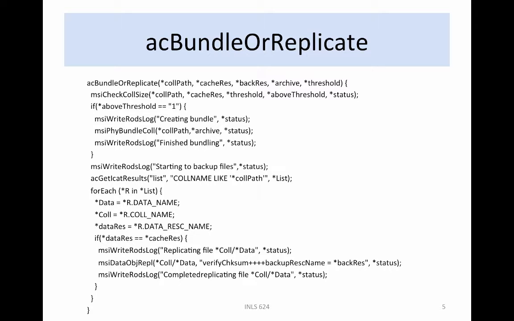The policy they implemented is shown here. The policy uses a microservice to find the size of the data on the cache, msiCheckCallSize. If the size is above a threshold, a tar file is created and messages are written to a log file. A list of replica sites is generated, using acGetICATResults, and the files are replicated to each site in the list. This approach made it easy to add new replica sites without having to modify the policy. Each step in the process is documented through writes to a log file.